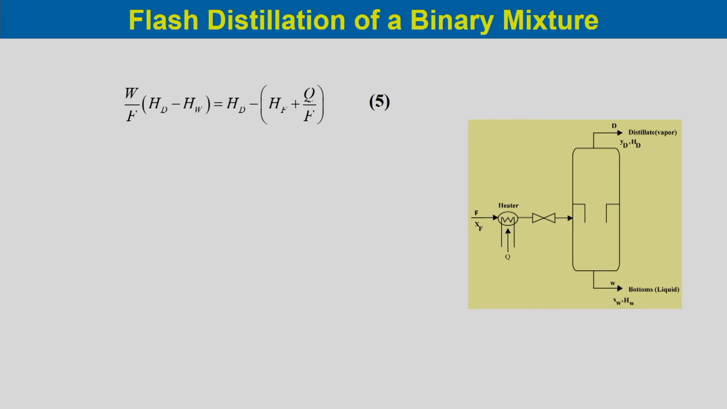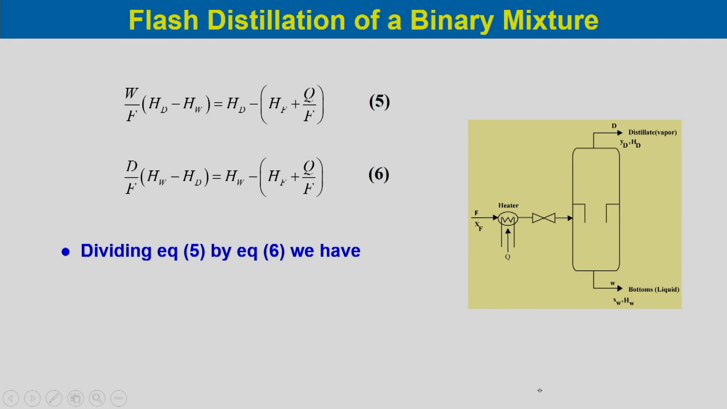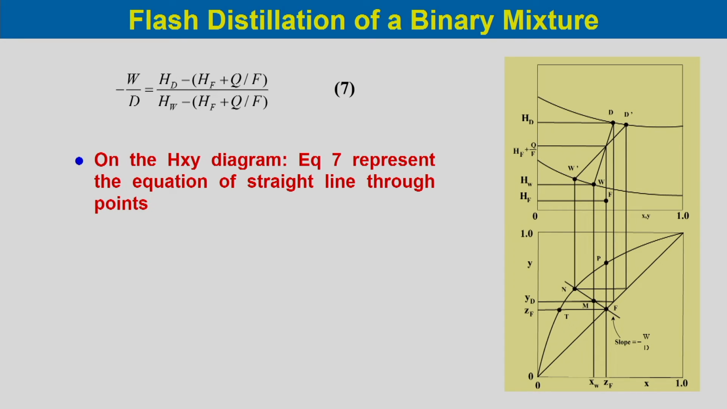So, this is equation 5, this is equation 6, and then we divided and obtained equation 7. Now, if we look into the HXY diagram, which is shown over here, equation 7 represents the equation of a straight line through point D, which is HD, YD. So, you can see this is YD.